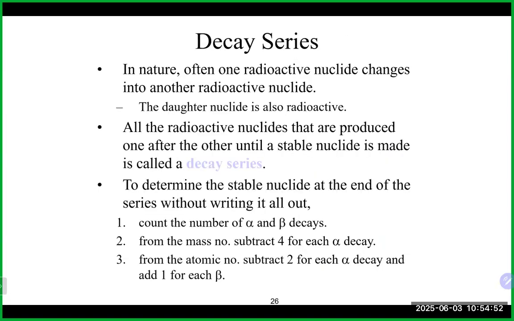You could also, if it is beta or alpha decays, just do a little math problem if all you're interested in is what you get at the end. For every alpha decay, you're going to subtract 4 from the mass number and 2 from the atomic number. And for every beta decay that you have, you're going to add 1 to the atomic number.